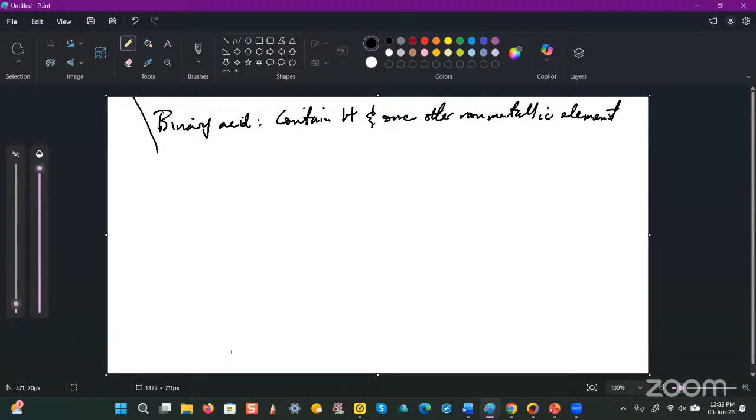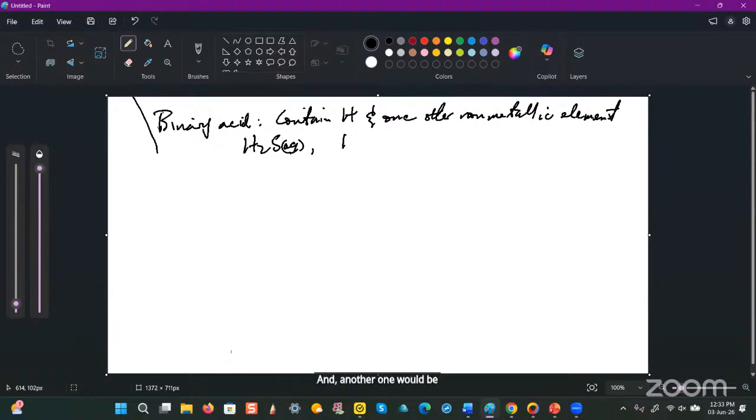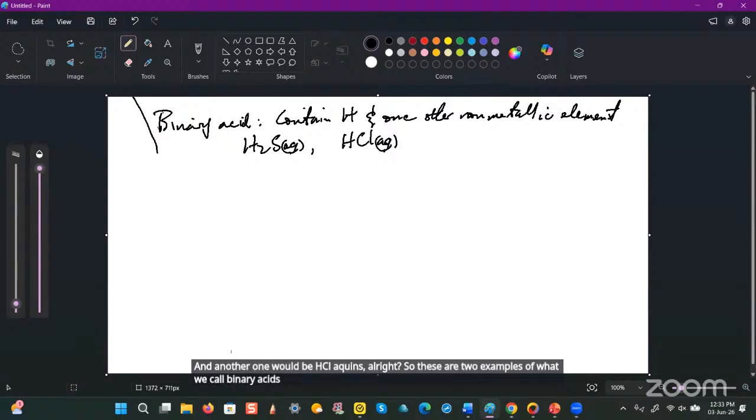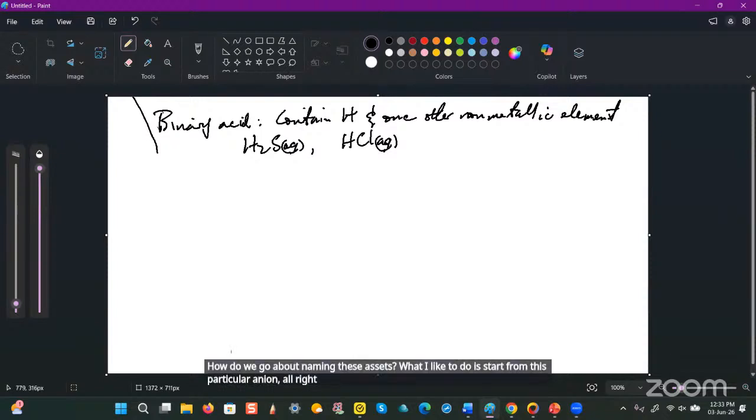So a good example, let me just name a couple of examples of binary acids. For example, H2S, aqueous, and another one would be HCl aqueous, all right? So these are 2 examples of what we call binary acids, right? They're made up of hydrogen. One of the 2 elements is hydrogen, but the other element is a non-metallic element, all right? Now, how do we go about naming these acids? What I like to do is start from the particular anion, all right? So basically, I'm going to use this as an example. The anion from which this acid will be formed would be S minus, right? Which is called the sulfide ion.